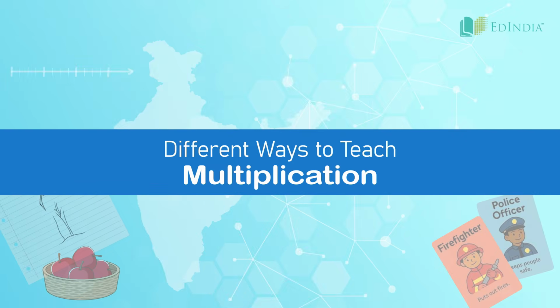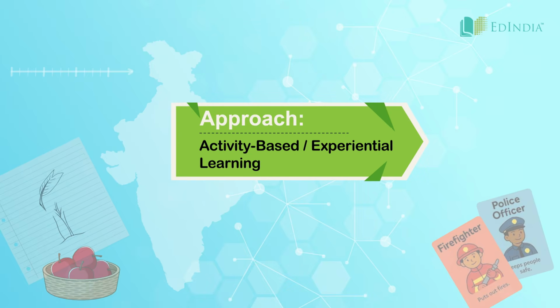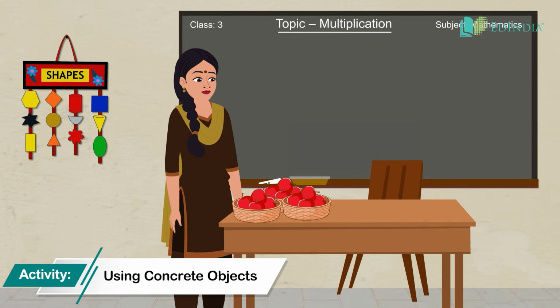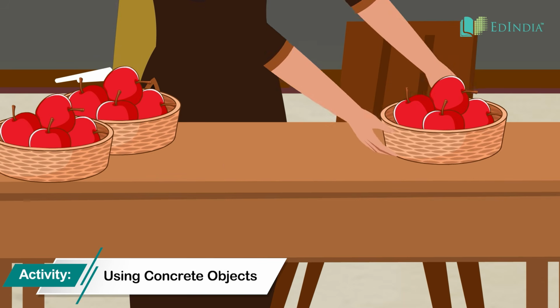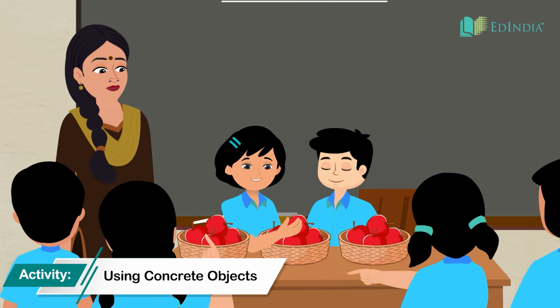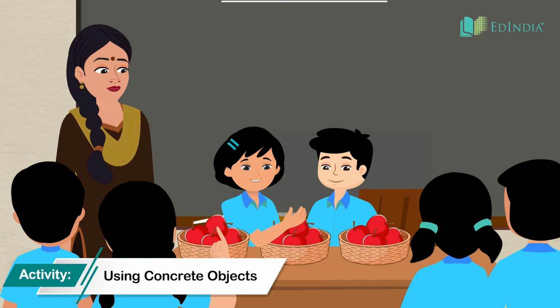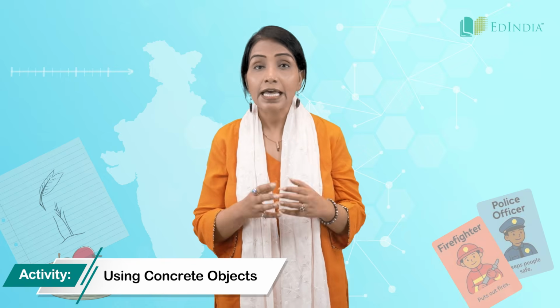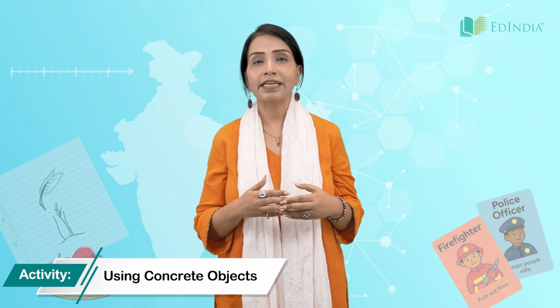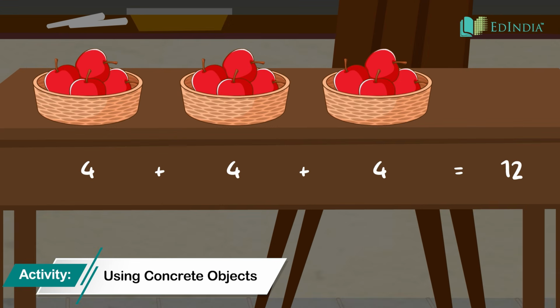Let's see how multiplication can be taught using different approaches. The teacher introduces multiplication using concrete objects, something students can touch and see. She places 3 baskets, each containing 4 apples, on the table. She invites students to count the apples and find the total number of apples across all baskets. This hands-on experience helps children grasp the idea that multiplication is all about combining equal groups to find the whole amount.